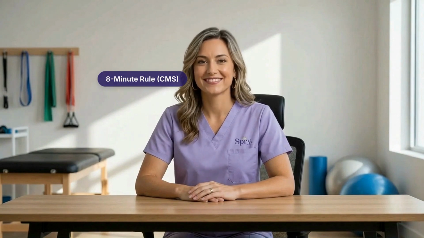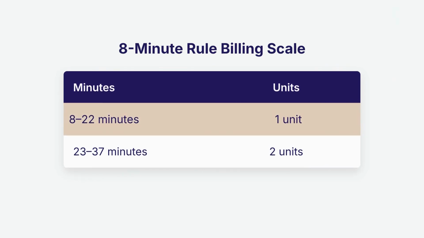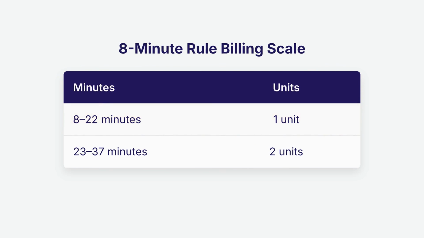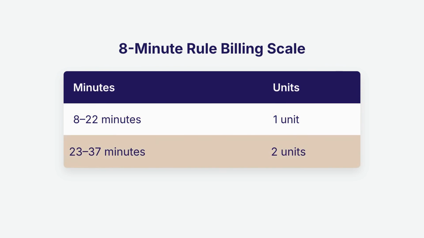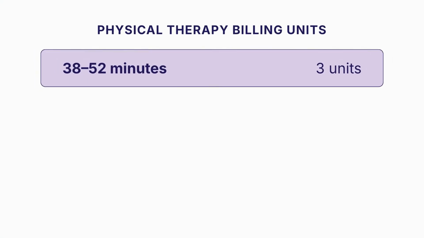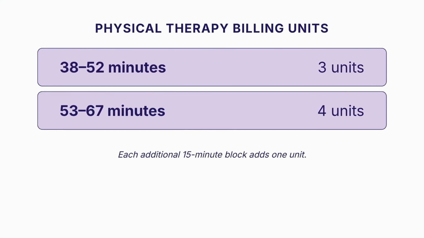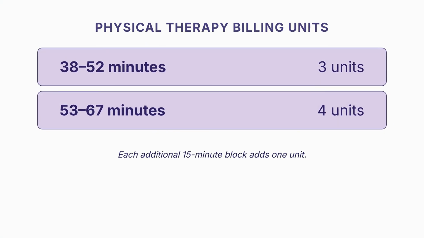Here is how it works. Add together the total minutes spent on all timed services in the session. Then apply this scale. 8 to 22 minutes equals 1 unit. 23 to 37 minutes equals 2 units. 38 to 52 minutes equals 3 units. 53 to 67 minutes equals 4 units. Each additional 15-minute block adds 1 unit.